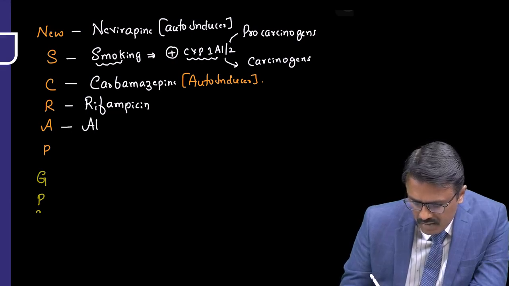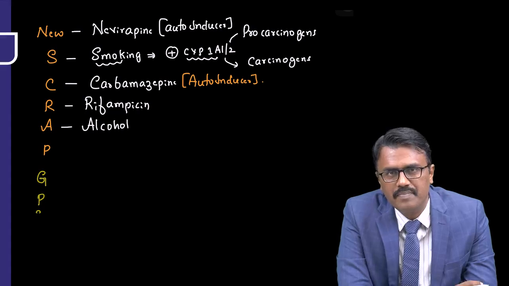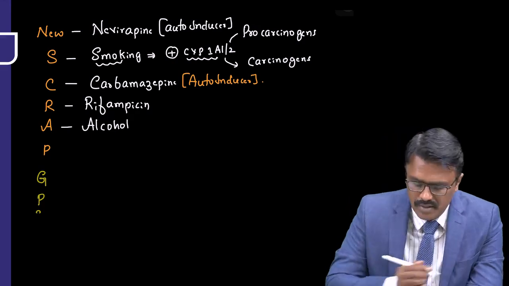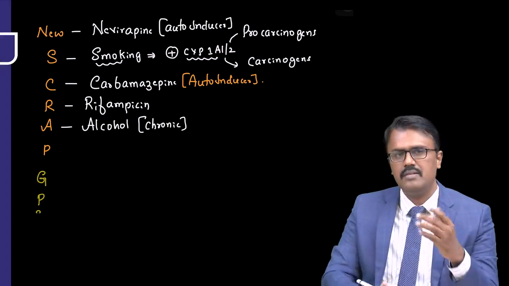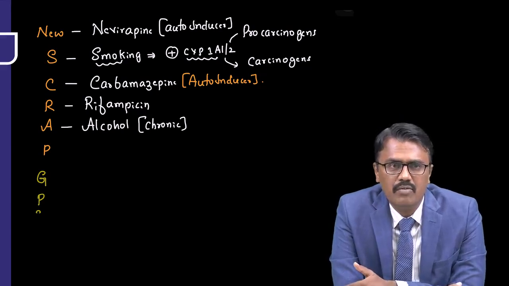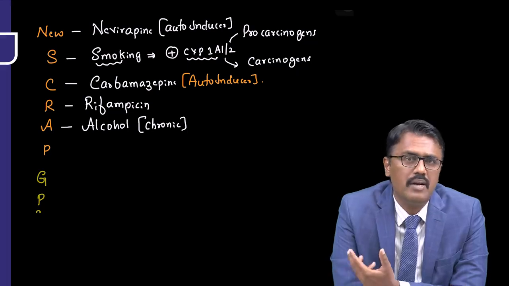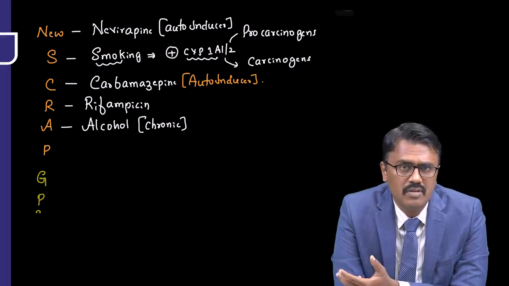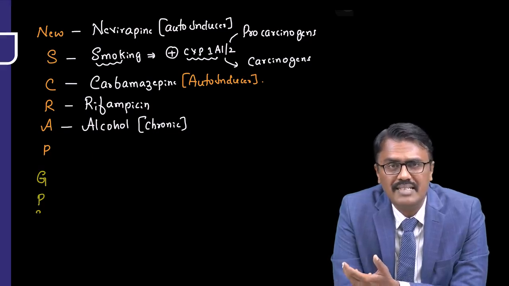A for alcohol. Now remember, is it acute alcohol or chronic alcohol? We are discussing induction, so obviously it's a slow process. So it should be chronic alcoholism. I can give an example from life. Initially when people start drinking, for a small peg only they will get a kick. But later they have to drink more and more to get the kick because the enzymes get induced. More enzymes means alcohol is also metabolized, so they don't get a kick. So chronic alcoholism is going to cause enzyme induction.